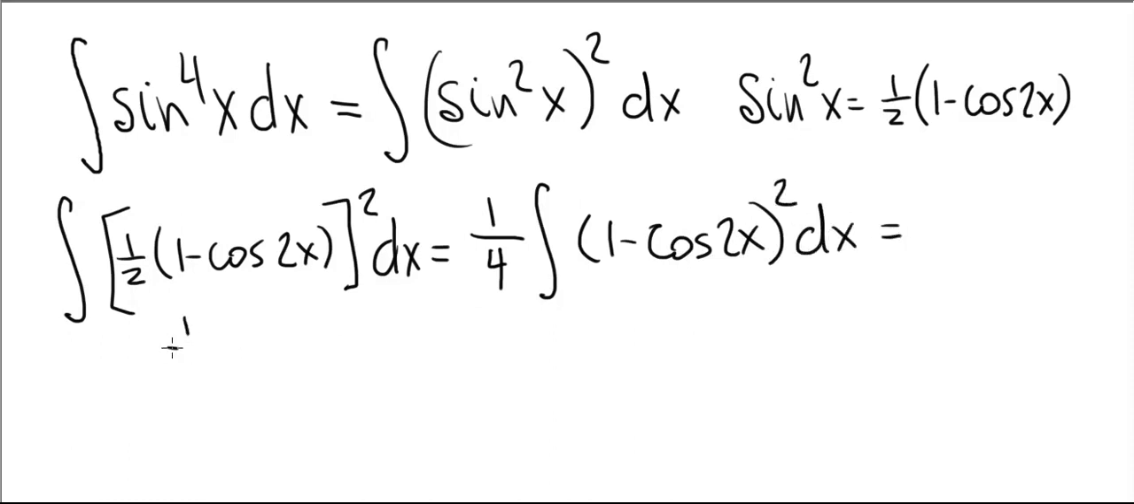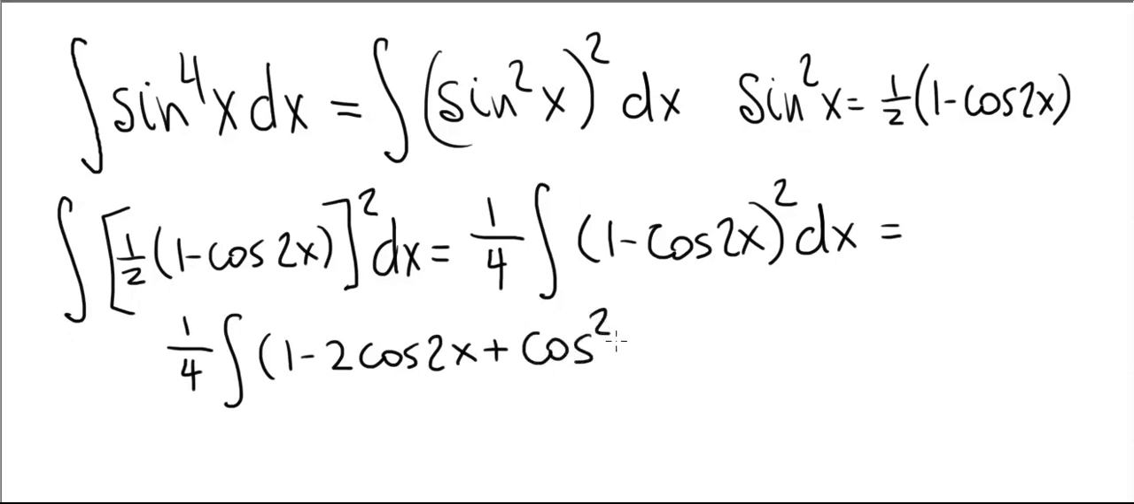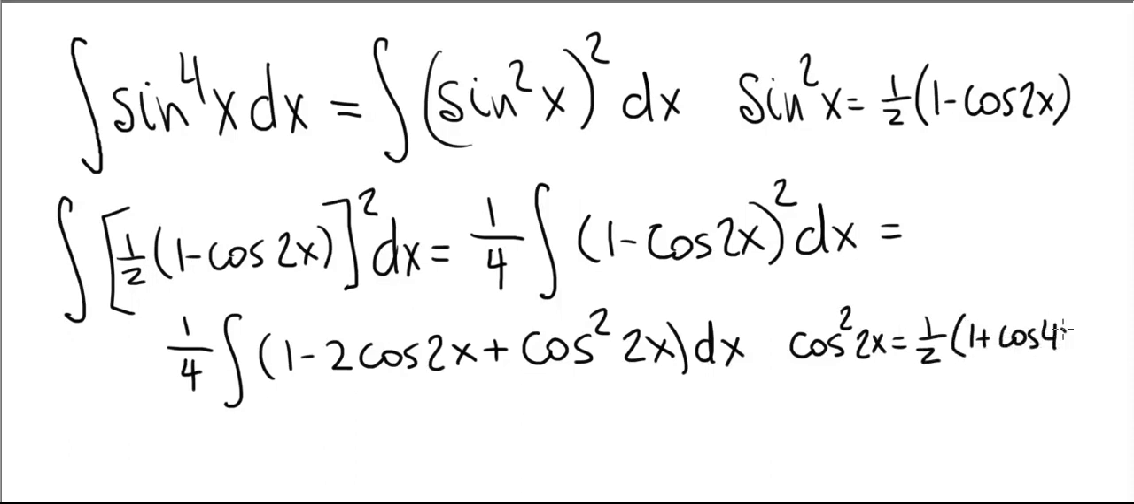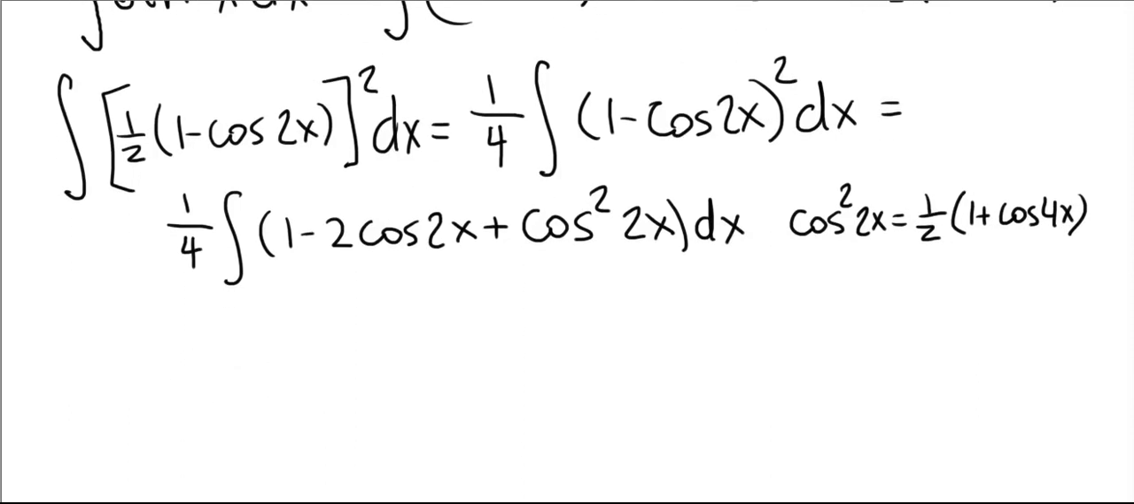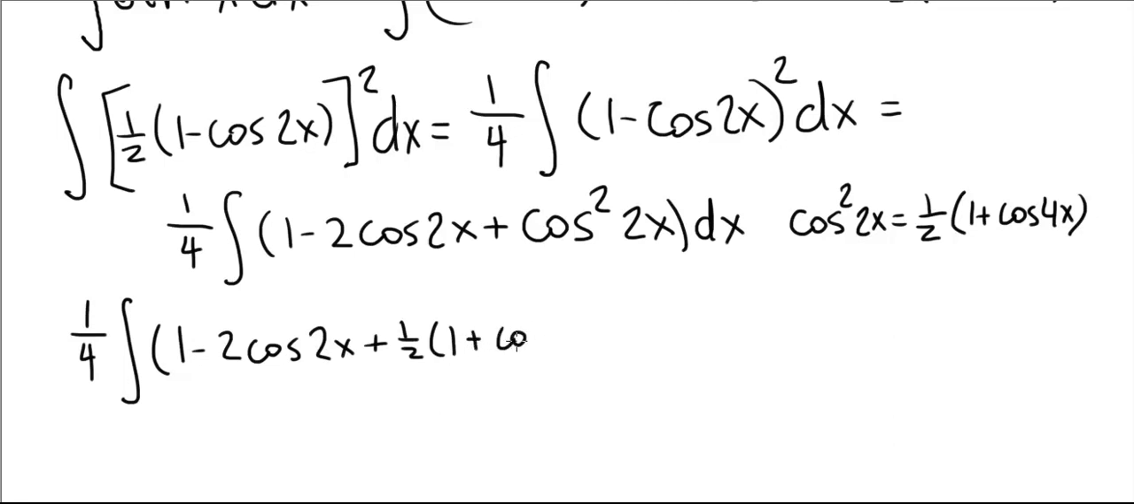Let's expand that. That gives us 1/4 times the integral 1 minus 2 cosine of 2x plus cosine squared of 2x. We'll need one more identity. Cosine squared of 2x equals 1/2 times 1 plus cosine of 4x. We'll double the angle. Now go back to the integral and replace cosine squared of 2x. So this is 1/4 times the integral of 1 minus 2 cosine 2x plus 1/2 times 1 plus cosine of 4x. We're almost ready to integrate.